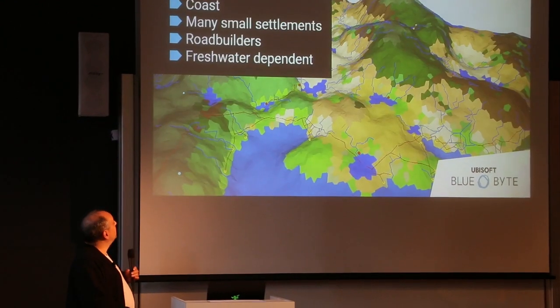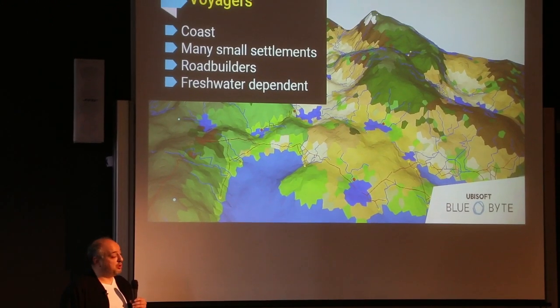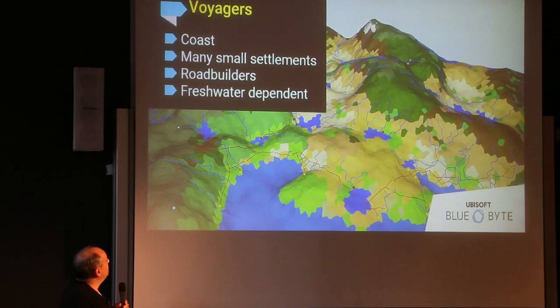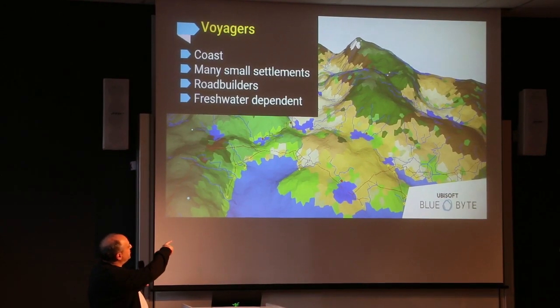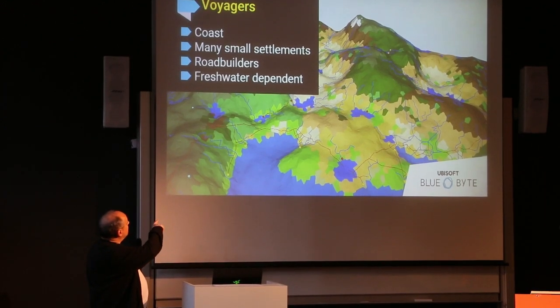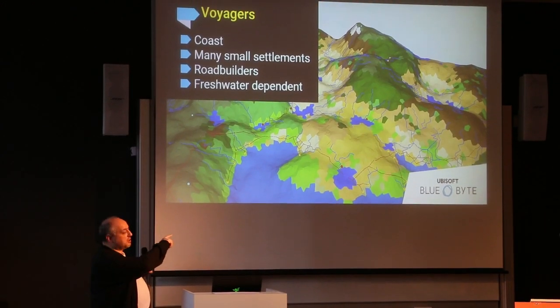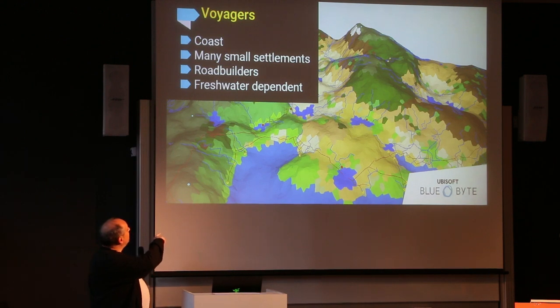On top of that, we have a faction we call the Voyagers. And Voyagers like to settle at the coast, and you see that the little yellow dots are the Voyager settlements. So they rather build a lot of small settlements than a few larger ones. They're avid road builders. They have connected not just the settlements, but they even built more over-regional, highway-style ways. And they are freshwater dependent. That's why their settlements, even though they are at the coast, will usually be built where there is also a freshwater source, like a river or something like that, present close by.